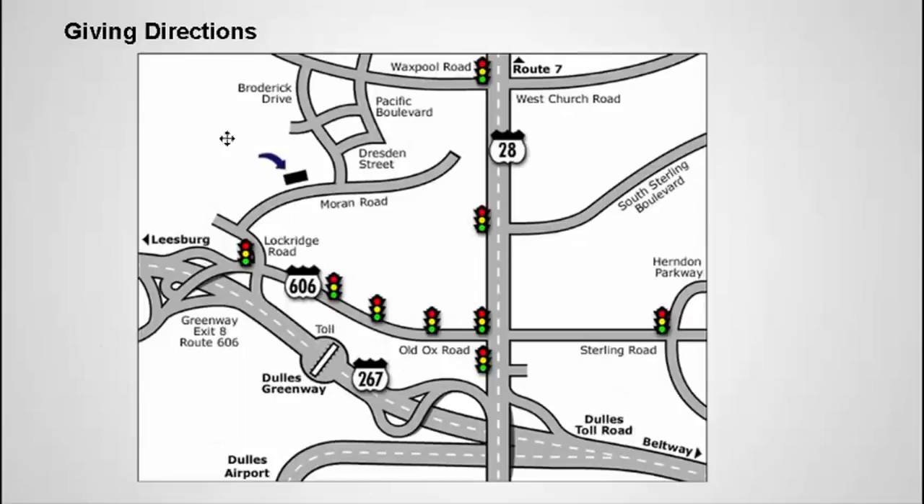If I want to start from this arrow and I want to get to the Dulles Toll Road Beltway, what do I do? Well, get on the Moran Road and turn right. Go to Lockbridge Road and turn left. Go through 606, and when you hit Greenway, the Beltway, turn left. Go through the toll road.